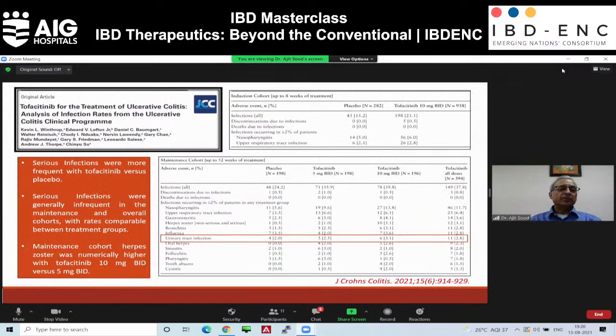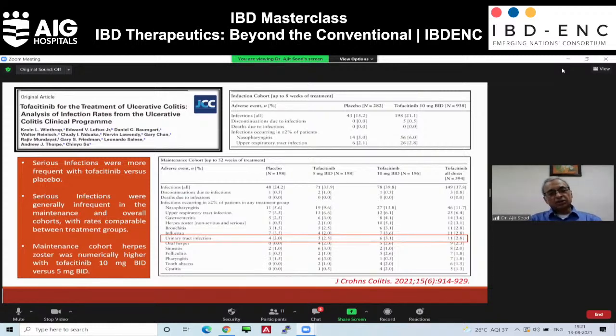Now coming to the risk of infections, like we've been mentioning about UTI, about the risk of infection with tofacitinib. This is a study from the ulcerative colitis clinical program. As Charles mentioned, serious infections do occur more commonly during the induction phase and with the higher dose. But if you look at it, serious infections are there, but not very frequent. During the maintenance phase, the infection rate is less. Herpes and non-herpes opportunistic infection risk both remain, so we need to be very cautious.